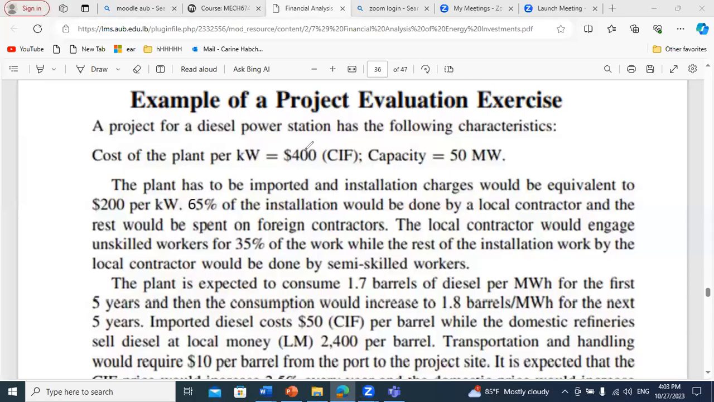So today we'll go into a detailed example to see how we perform the economical and financial analysis. We have the following given. A project for a diesel station has the following characteristics. First, the cost of the plant per kilowatt is $400 CIF, and the capacity is 50 megawatt. The plant has to be imported, and installation charges would be equivalent to $200 per kilowatt.